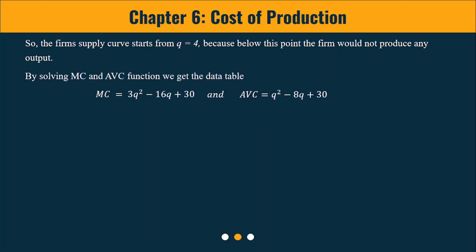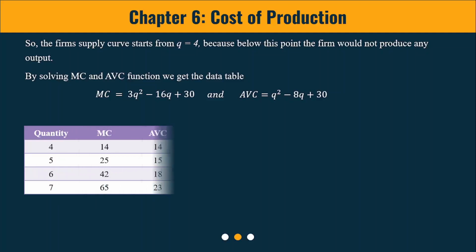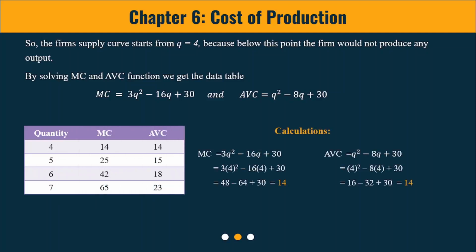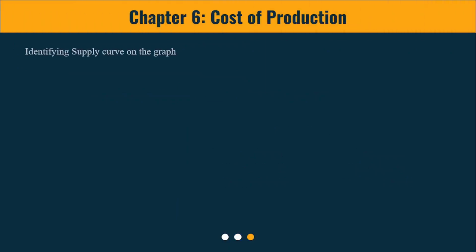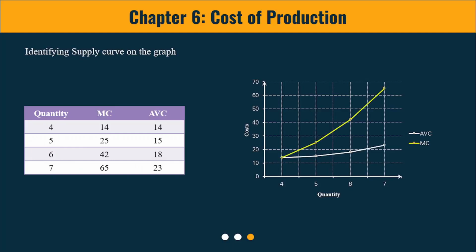By solving the MC and AVC functions, we get the data table, and on the right side of the screen we can see our calculations. To identify the supply curve on the graph, we plot the data on the graph, and here we get our supply curve which starts from quantity 4.